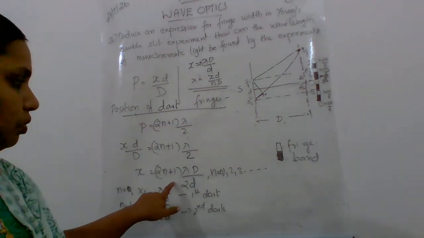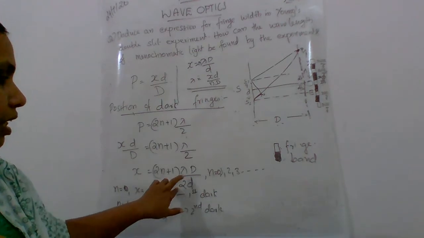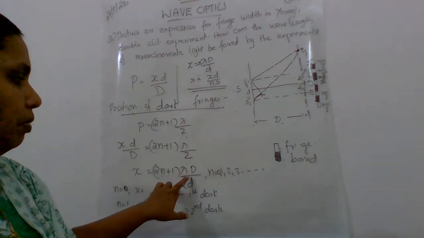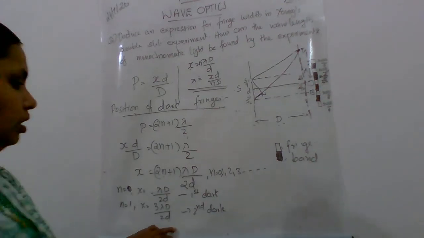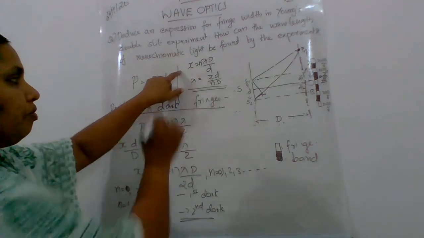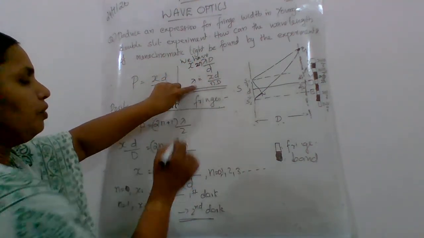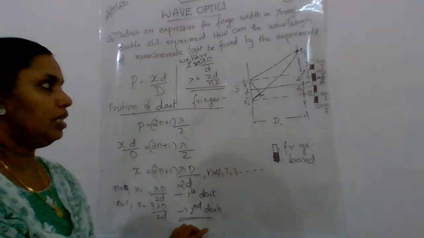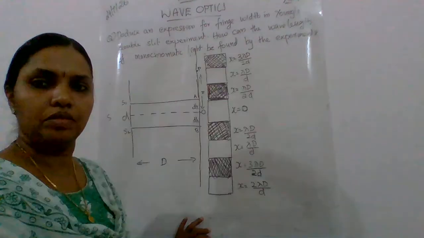Or from this also we can find out, that is x equal to (2n plus 1)λD by 2d, so 2xd divided by (2n plus 1)D is equal to lambda. So the condition for dark, you write, we have x is equal to this, therefore lambda is equal to xd by nD. Any equation you can use.